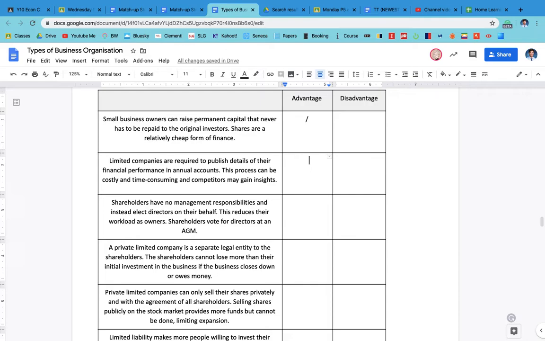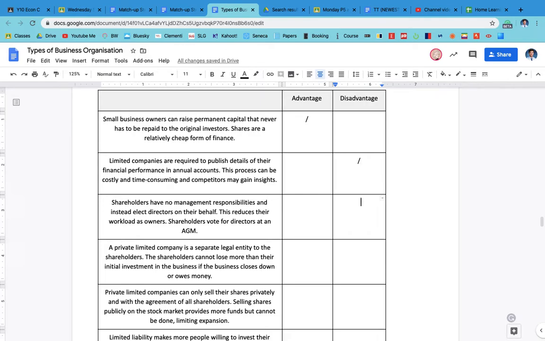So limited companies are required to publish details of their financial performance. This is costly and time consuming. That's obviously a disadvantage. There are a lot more accounting things that you have to do. Basically you have to create annual reports and annual accounts, share them with your shareholders, and submit them to the registrar of companies.